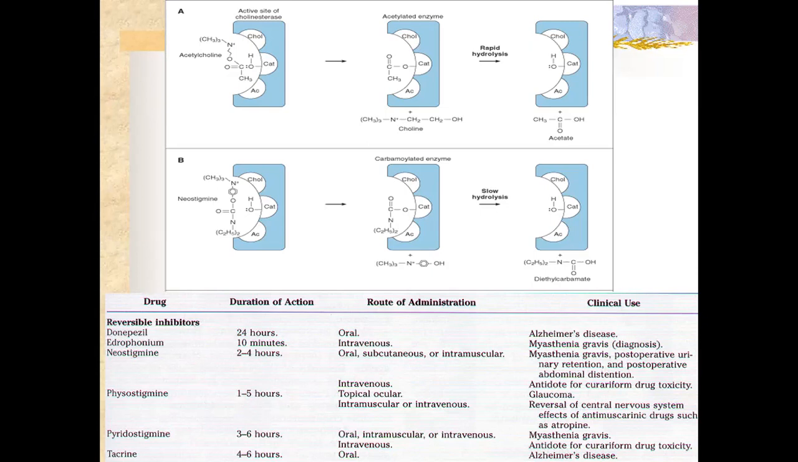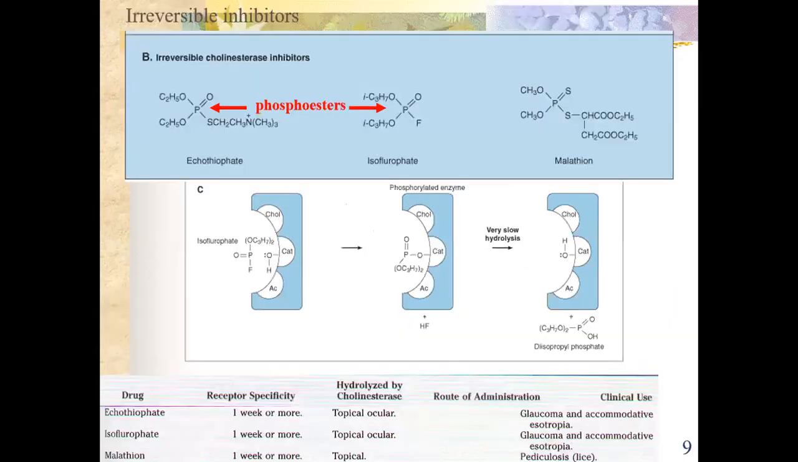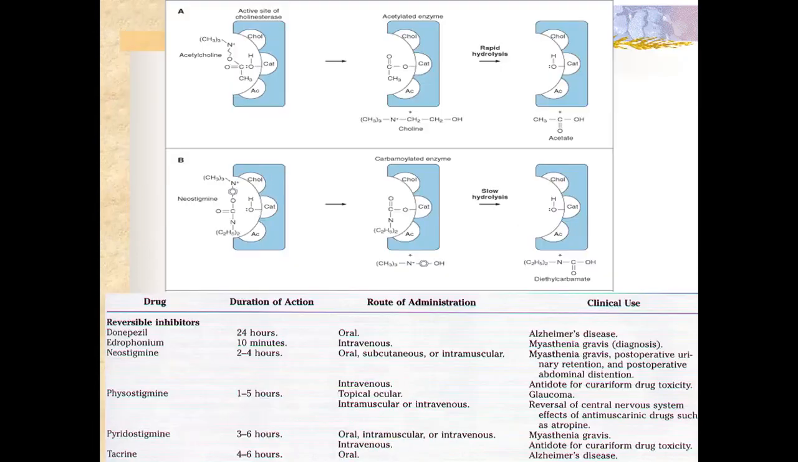Regarding crossing of the blood-brain barrier, physostigmine has both CNS and peripheral effects because it crosses the blood-brain barrier, whereas neostigmine does not cross it and has only peripheral effects. Hence, physostigmine is used in the treatment of glaucoma and in poisoning like atropine poisoning, whereas neostigmine is used only for the treatment of myasthenia gravis and curariform poisoning. So that is regarding the differences between physostigmine and neostigmine.